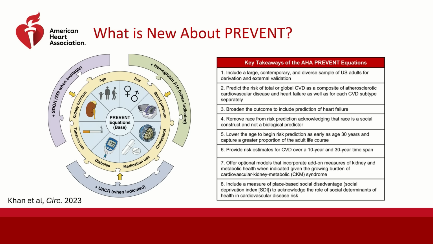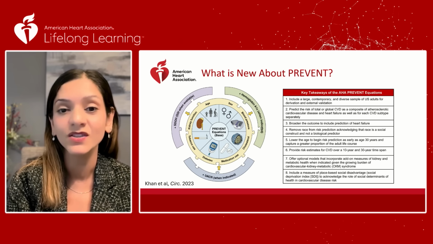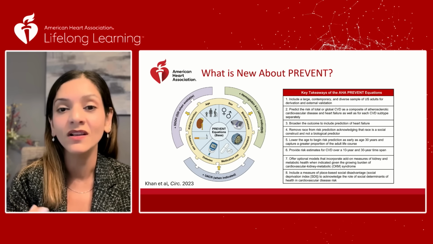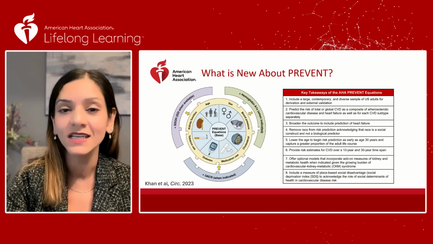In the table here, we go through all of the new parts of the PREVENT equations and highlight some of the key considerations, including the ability now to extend risk to 10-year and 30-year, so that longer time horizon, which is especially going to be important in younger adults, and the optional predictors that allow us to really refine risk, particularly for patients who have diabetes or chronic kidney disease, and are among the highest risk patients that we see for cardiovascular disease. All of these changes together led to a more accurate model. So let's take a look at how the model did.